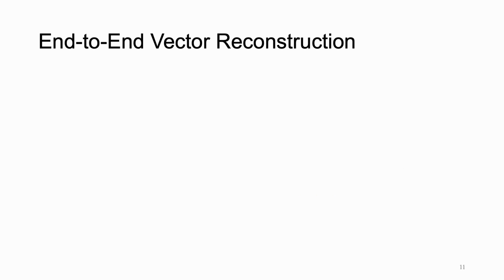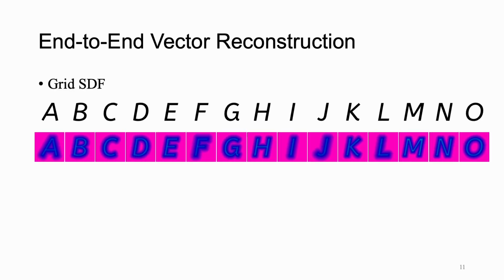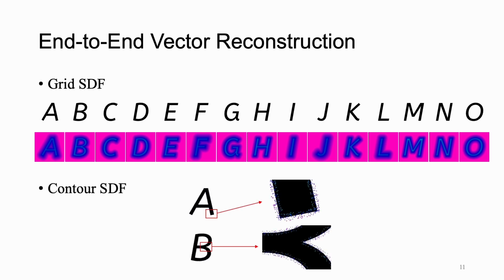We have two types of pre-calculated SDFs, grid SDFs and contour SDFs. Grid SDFs means that the sampling points used to calculate SDFs are located at all grid positions. Contour SDFs means that the sampling points are uniformly distributed near the contours of the input glyph.